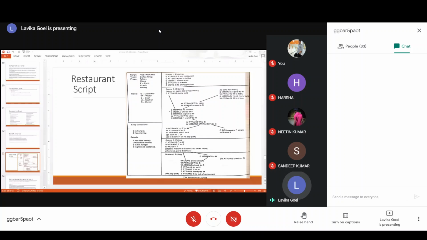So S PTRANS menu to S. What does it mean? He's basically taking the menu towards himself. He's receiving the menu from the position where it is kept. Then after this, you have this line, and then this line is leading to another action, that means another event. S ATTENDs W to table.